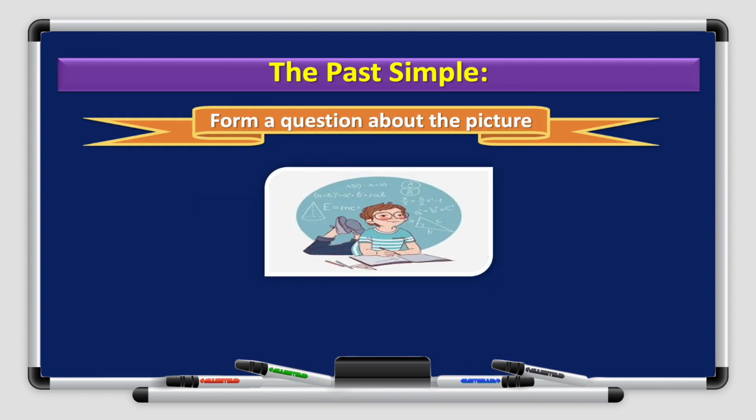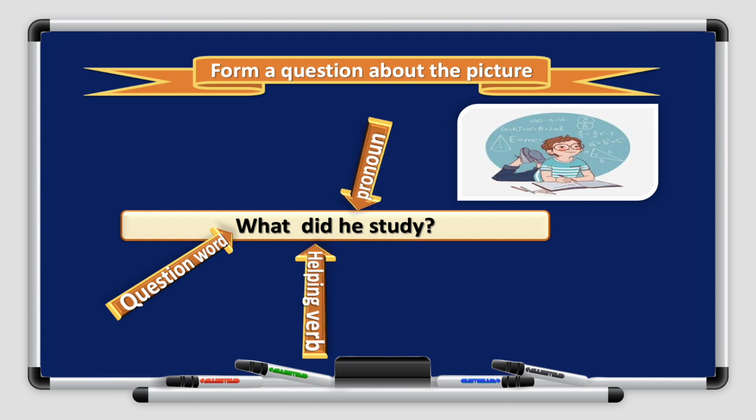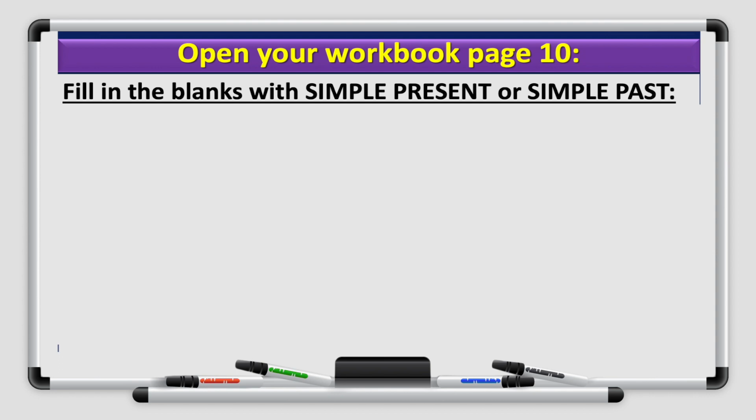Let's form a question on this picture. What did he study? So what did you start with? You started with the question word, followed by what? The helping verb. Then you had your pronoun and the main verb, study. Let's go over this task that you can find in your workbook, page 10. The task tells you to fill in the blanks with simple present or simple past.